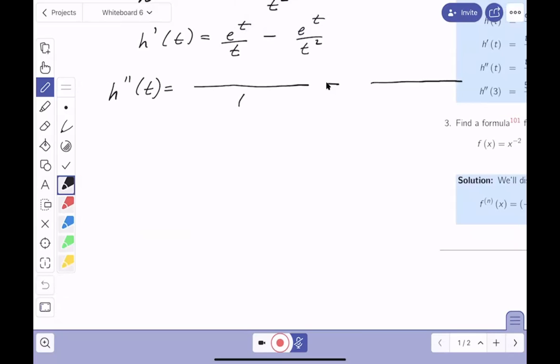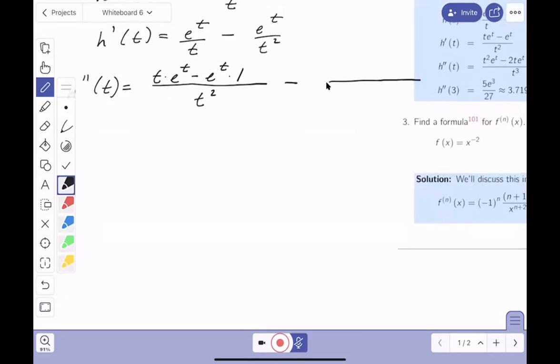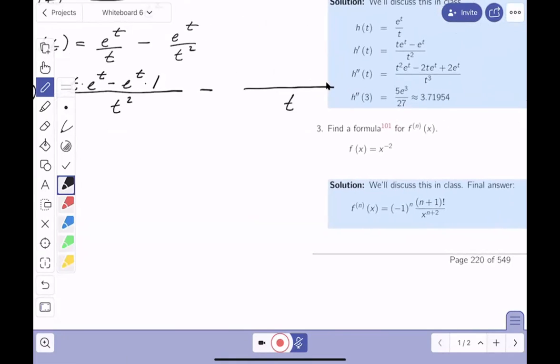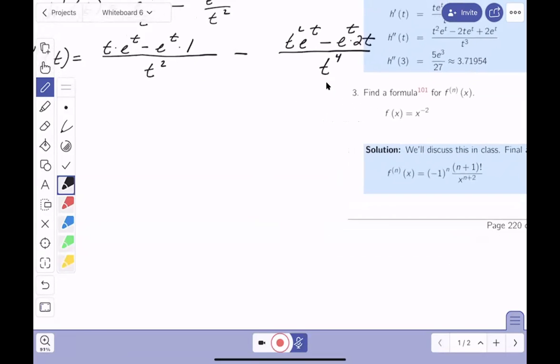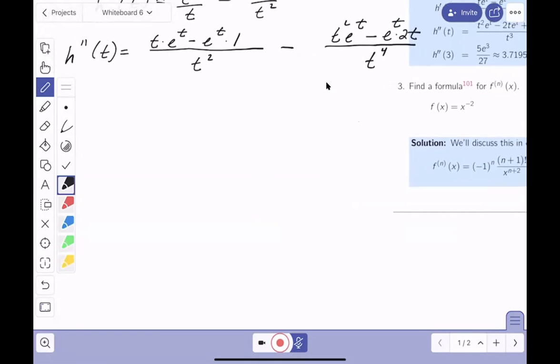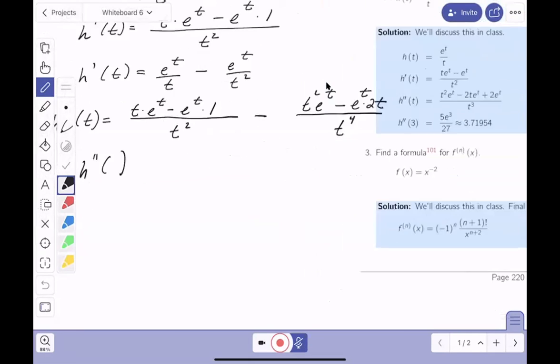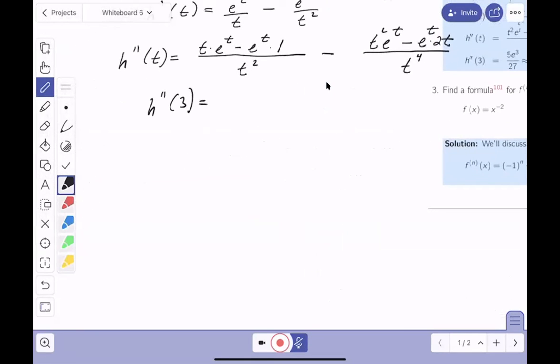So it's going to be t squared times t times e to the t minus e to the t times 1. First term's done. Over t to the 4th, t squared e to the t minus e to the t times 2t. All right, we got some work over here. And what I'm going to do is h double prime at 3. Let's write this down.